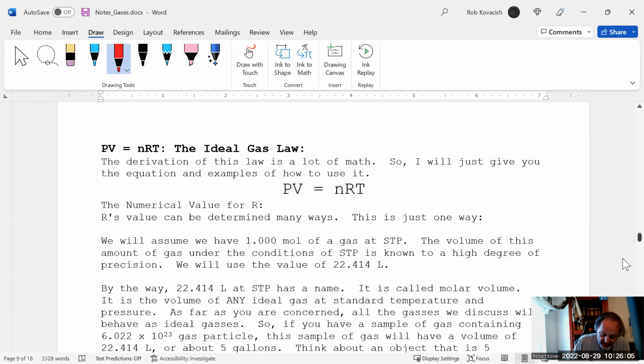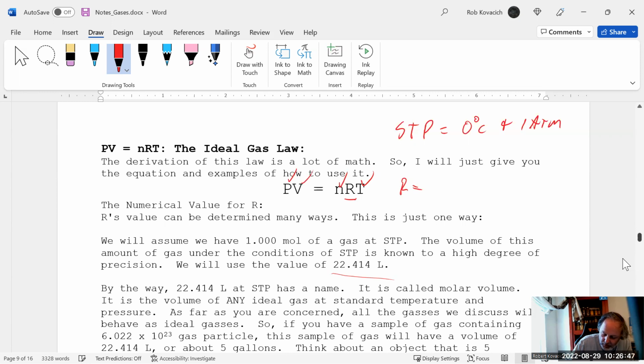And the other part is there's a constant. This is a numerical value, and this is the constant that you're always going to get. So what they did is they took 1 mole of gas at standard temperature and pressure. Standard temperature and pressure, STP, that temperature is 0 degrees Celsius, and the pressure is 1 atm. Okay, so when they did this, they had the temperature, they had the pressure, and then they used a value of 22.414 liters, and then they solved for R.